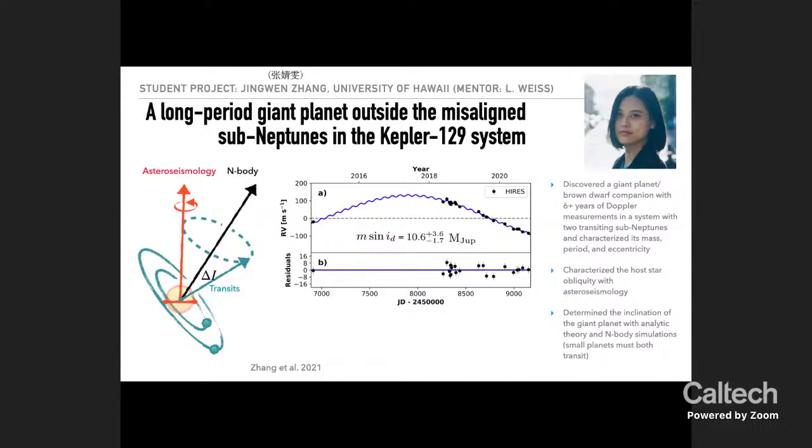So this is one of the first multi-planet systems for which the orbital inclinations of the planets have been measured. And in particular, it's misaligned. So this will provide a valuable benchmark for understanding planet formation.